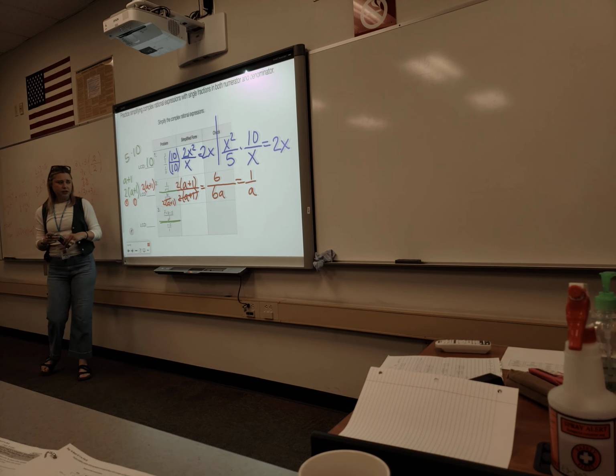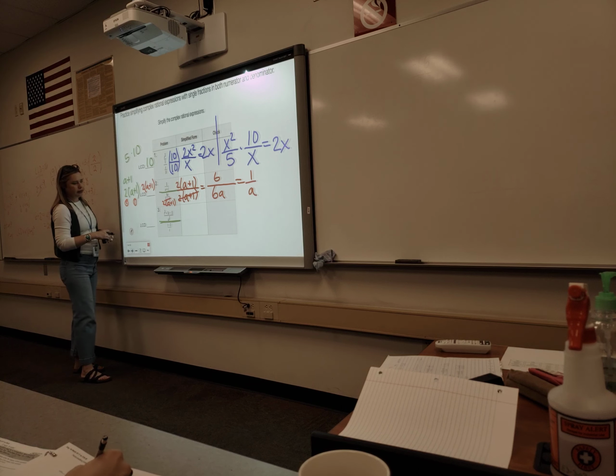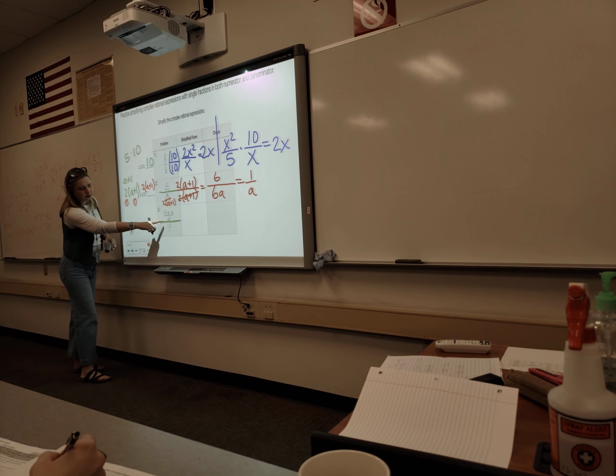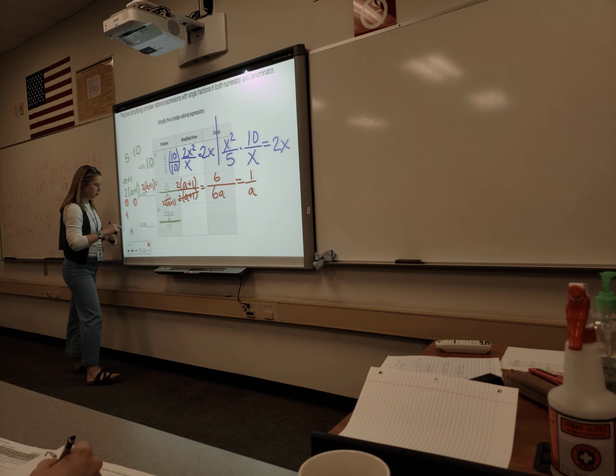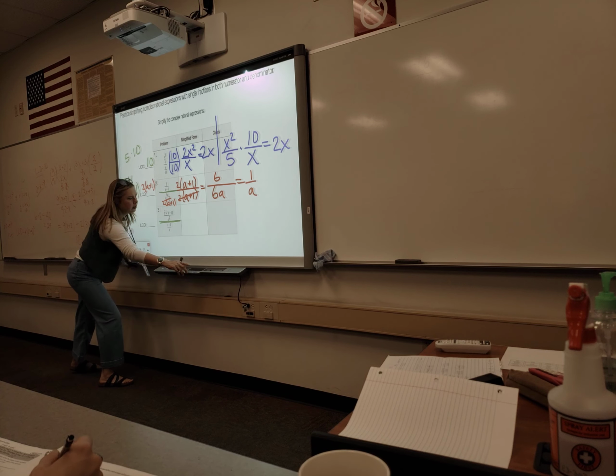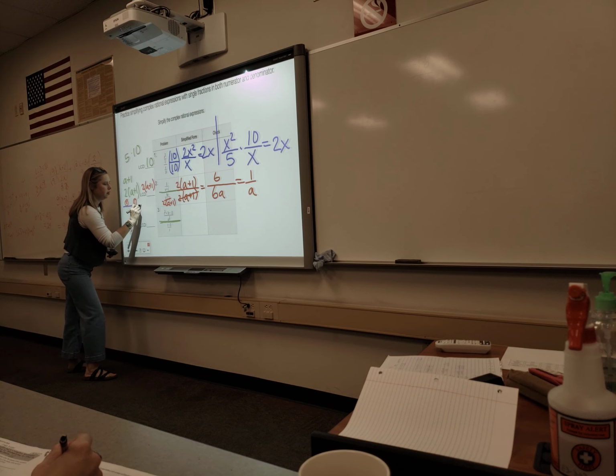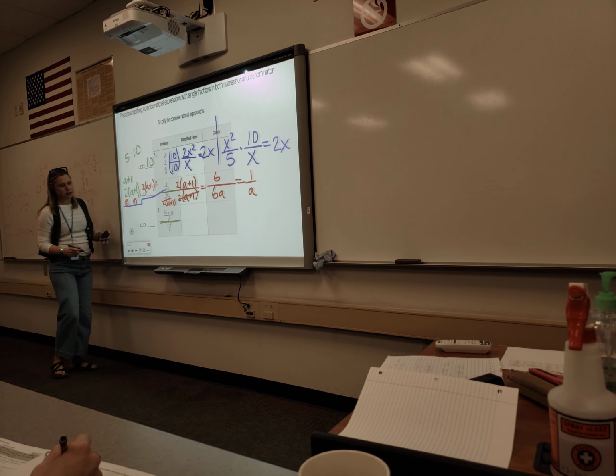Okay. Should we do another one? All right, let's take a look at number 3 here. We've got a 4 and a t squared. Let's use a different color. Colors are fun. So here is my number 3.